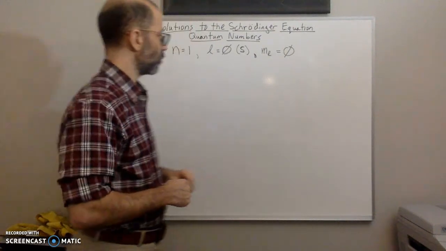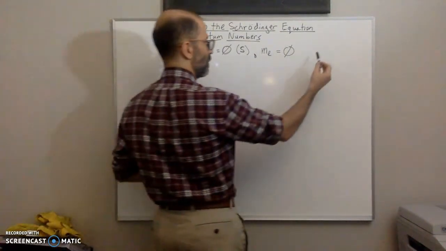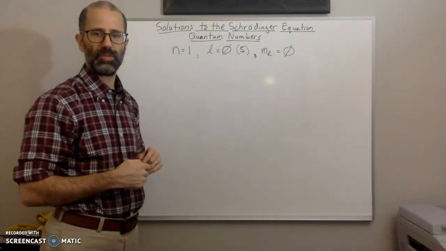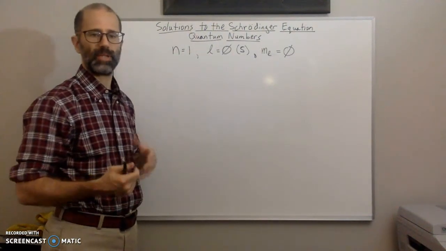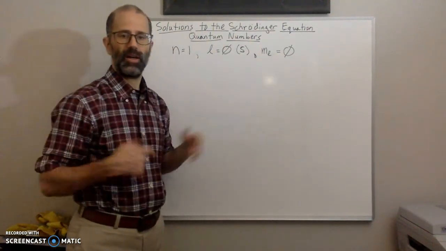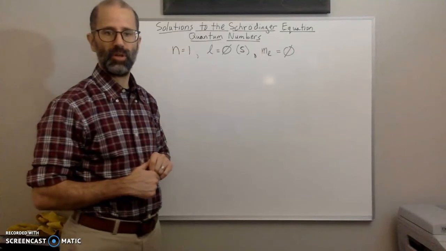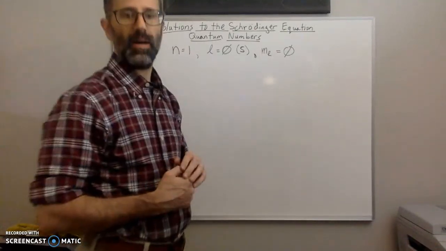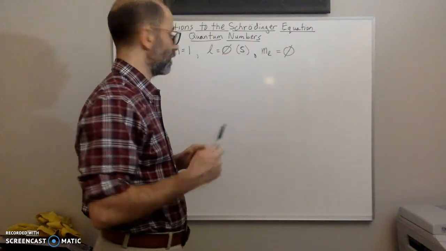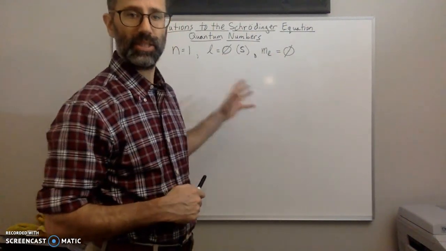And then the spin is just determined by the electron, and the electron's spin is always going to be plus or minus 1/2. It doesn't matter what these other numbers are; it's always going to be plus or minus 1/2. Okay. In the next part, I will continue with this.